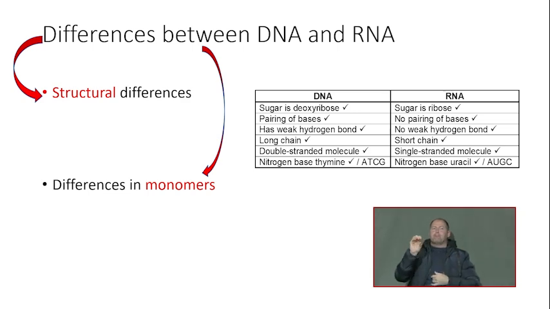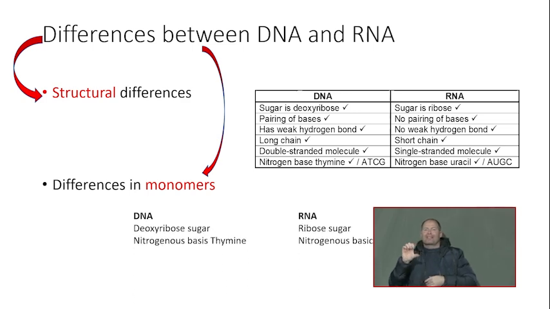And a difference in monomers. We all know what monomers are, right? Monomers are the building blocks of nucleic acids. What are the monomers of nucleic acids? It's nucleotides. So you must also be able to differentiate between a nucleotide of a DNA and the nucleotide of an RNA.